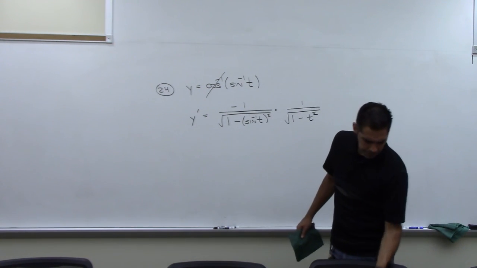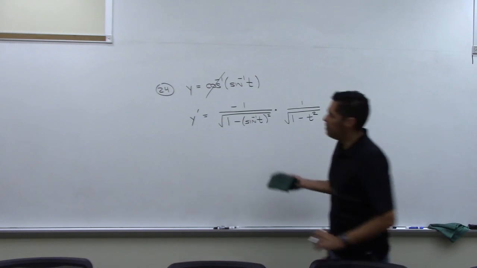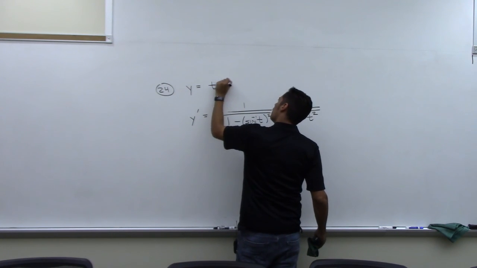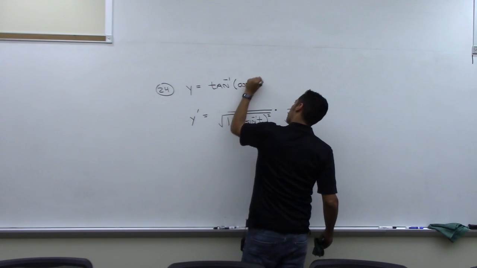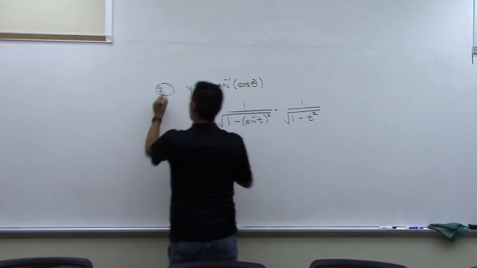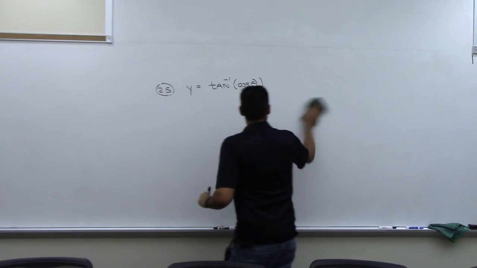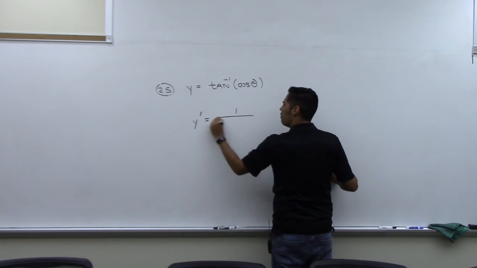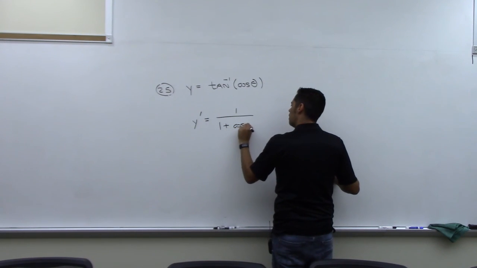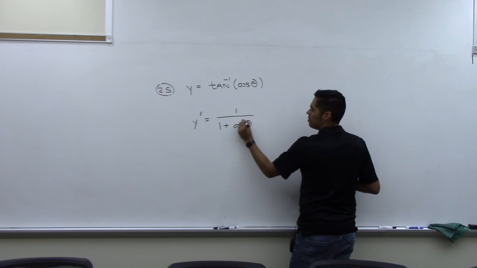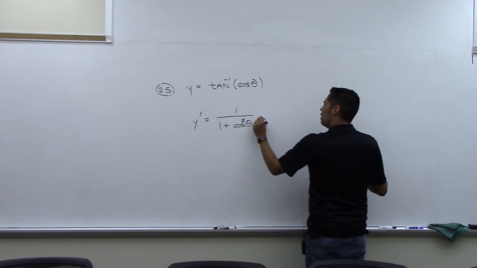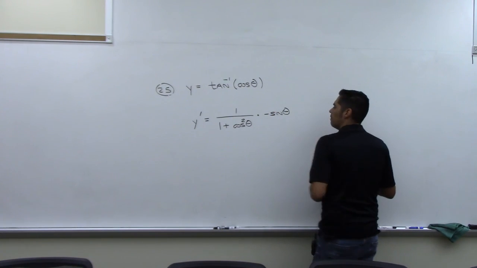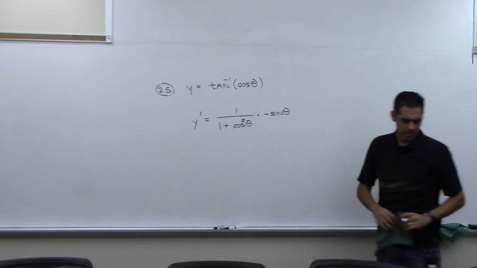25. Arctangent of cosine theta. Chain rule again. The derivative of arctangent of something is 1 over 1 plus that something, cosine theta, squared, but I'm just going to put the squared like that, times the derivative of cosine theta, which is negative sine theta. So I can just move that on top, and that should be good.